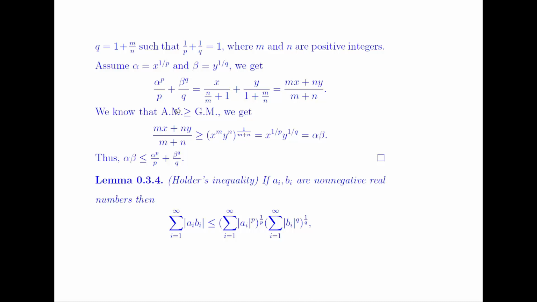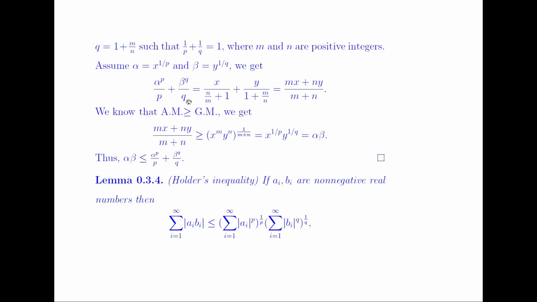And we know that the arithmetic mean is always greater than or equal to the geometric mean. So we get mx plus ny over m plus n is greater than or equal to x raised to power m into y raised to power n, whole raised to power 1 by m plus n. So here we can write this as x raised to power m upon m plus n and y raised to power n upon m plus n. So after rearranging, this is equal to x raised to power 1 by p and y raised to power 1 by q.